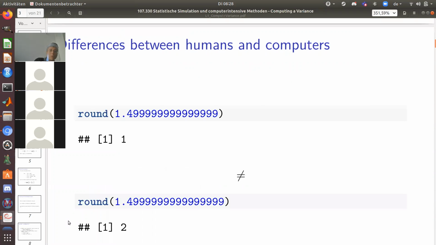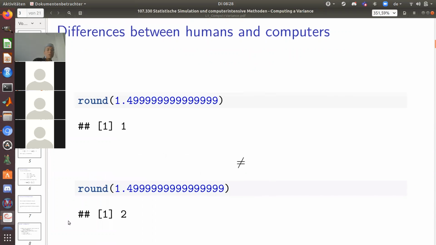So let's talk a little bit about differences between human beings and computers. Do you have on some way the slides available?